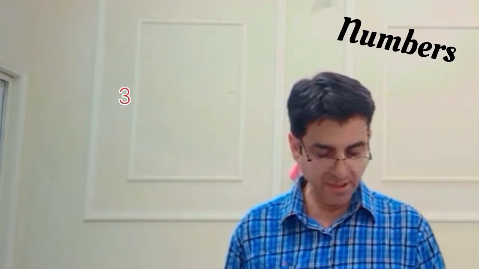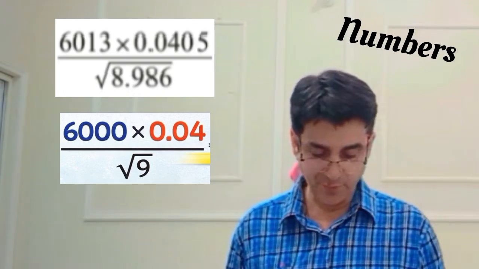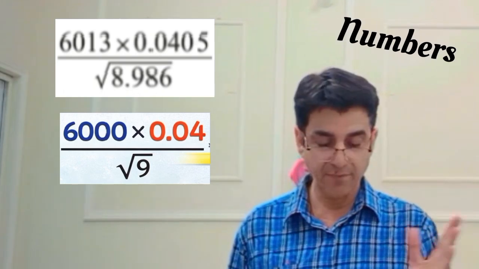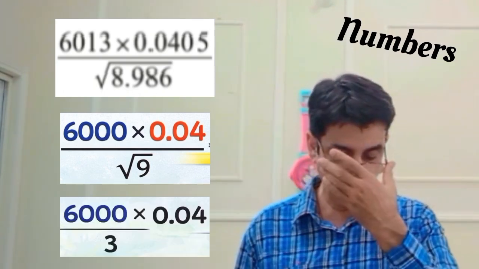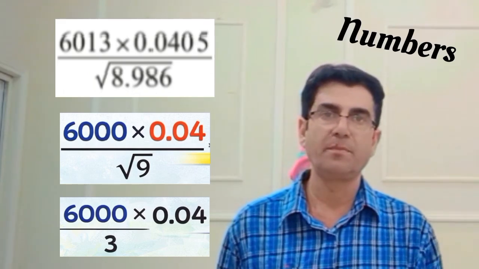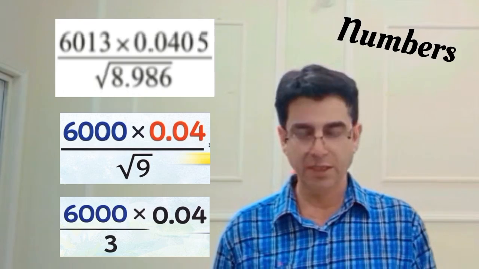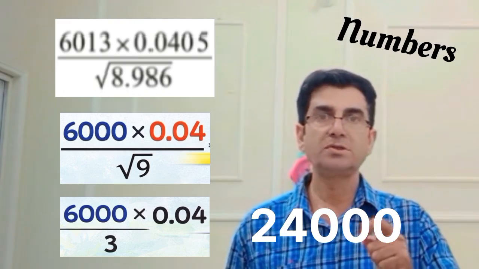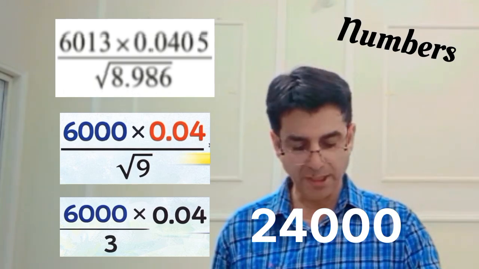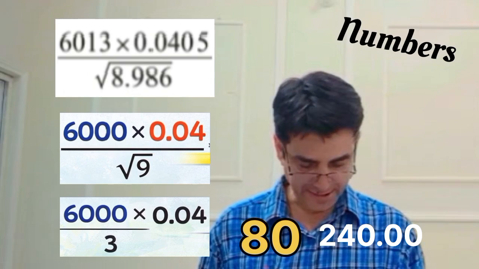Next question, 6013 becomes 6000. 0.0405 becomes 0.04. 8.986: 9 is its neighbor, it will round up, it will become 9. The square root of 9 will be 3. So 6000 multiplied by 0.04. In multiplication, I told you to multiply the number 6000 with 4, it will be 24,000. Now in the question, the number of digits after the point is 2. So in the answer it should also be 2. So 240. So 240 divided by 3 is 80.